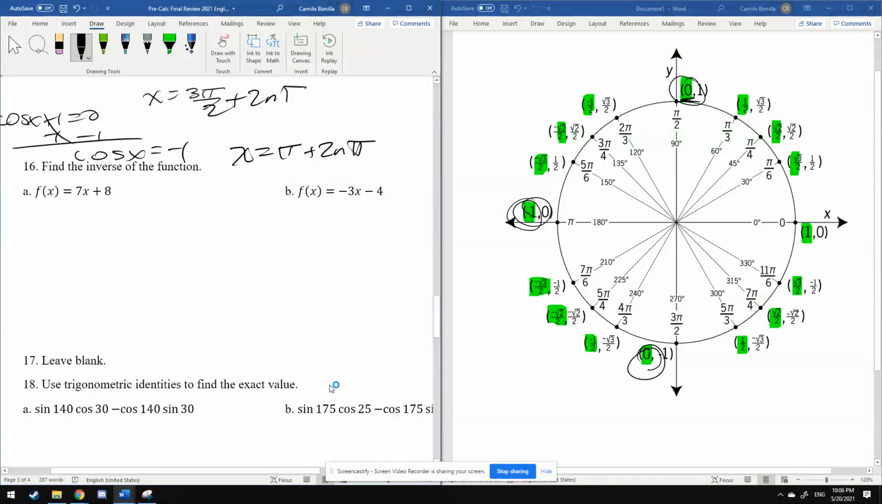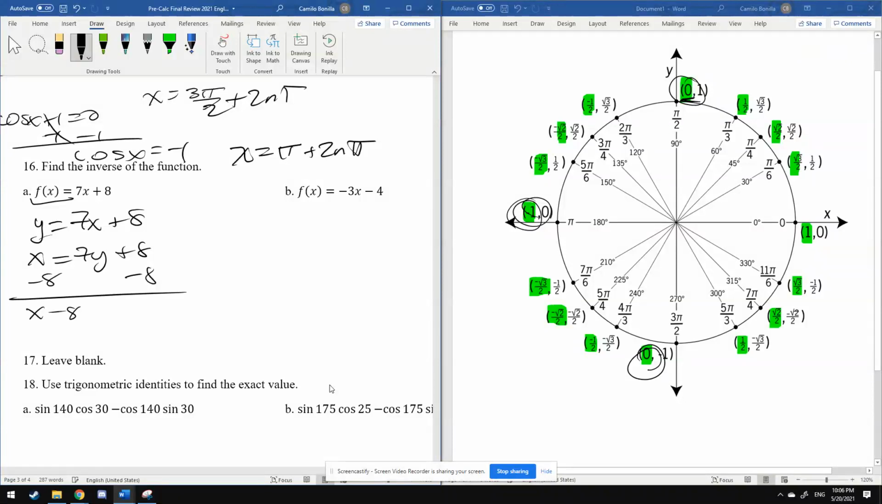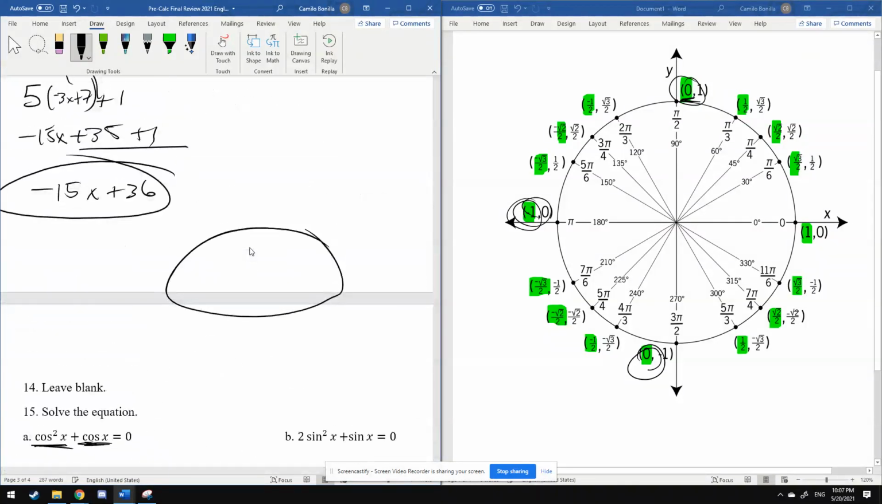Okay? 16. Find the inverse. F of x is just a fancy way to say y. So I have y equals 7x plus 8. First thing you want to do is swap the x and the y. So here's an x. Here's a y. Now solve for y. Subtract 8. Divide by 7. And this is your answer. So you would just write y equals x minus 8 over 7. Okay?